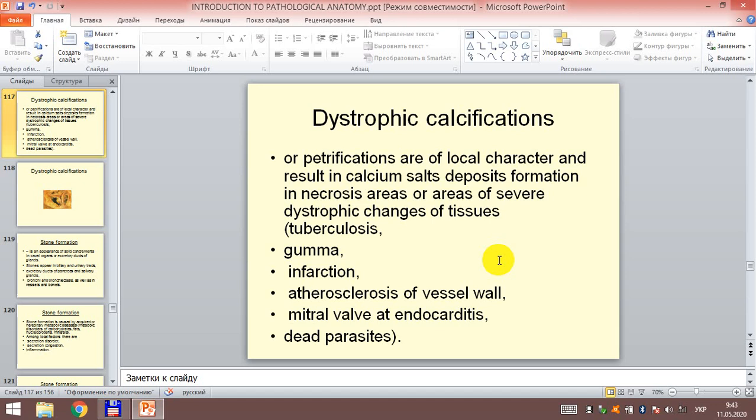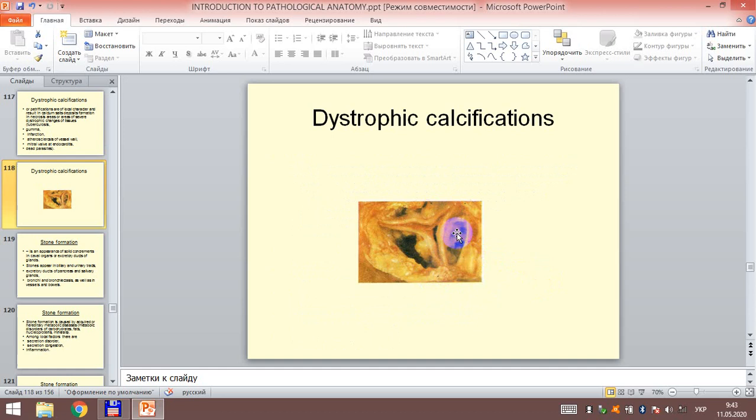Dystrophic calcification, or petrification, is of local character and results in calcium salt deposits forming in necrosis areas or areas of severe dystrophic change of tissues: tuberculosis, gumma, infarction, atherosclerosis of vessel wall, mitral valve endocarditis, dead parasites. In this picture, you can see macroscopic signs of dystrophic calcification in a valve.